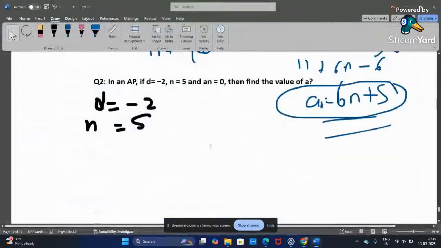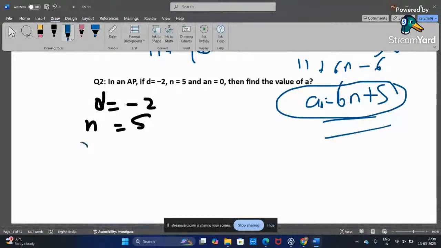Yes. Did you find the answer? Here, they have given the values. D is minus 2, n is 5, and an is 0. In this, we need to find the value of A. We all know the formula, right? Let us write it down.